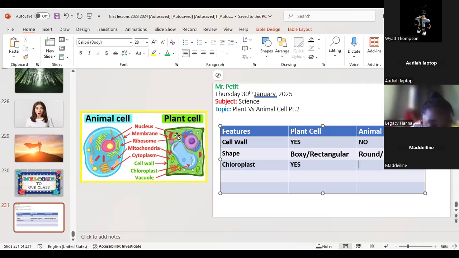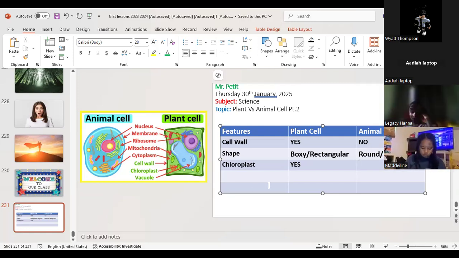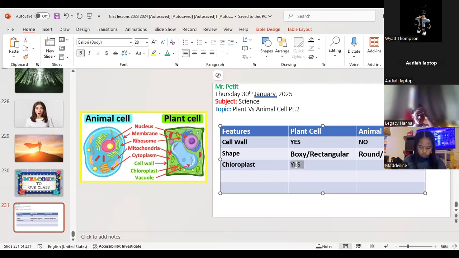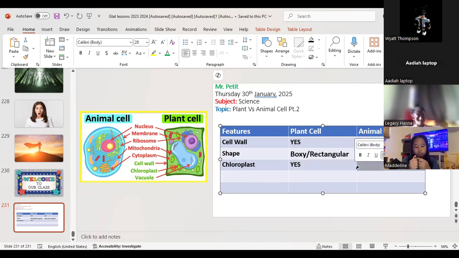So it helps with the making of their own food. Yeah, it helps with photosynthesis because it has chlorophyll in it, right? So the chloroplast helps the plant make its own food because it has chlorophyll inside of it. And the animal cell does not have any chloroplast, so no.